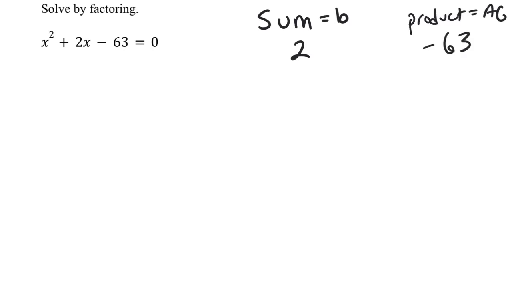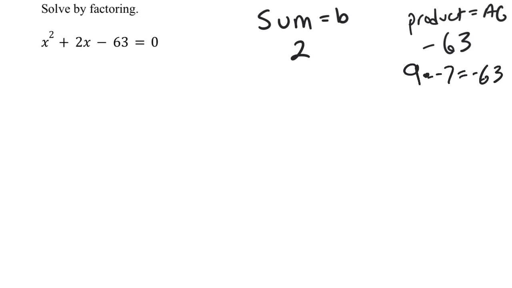So when I do this, I got to factor the negative 63. I got to look for factors of negative 63 that'll add up to give me the 2. So if I'm looking at factors of negative 63, I'm thinking 9 and 7. And since my b value is positive, then I want my higher number, which is 9, to be positive. So 9 times negative 7 equals negative 63.